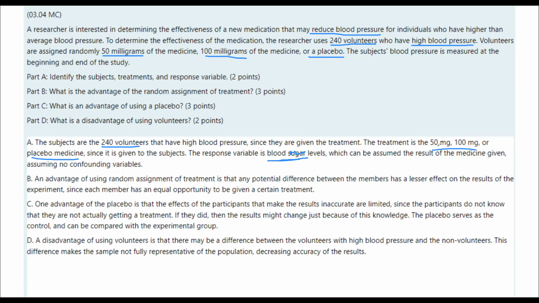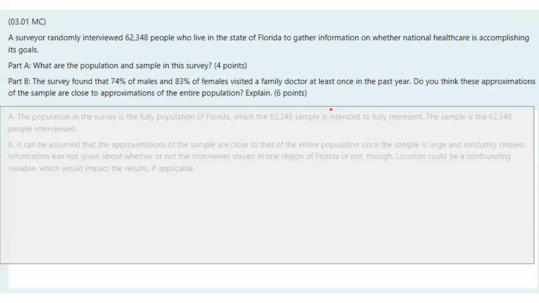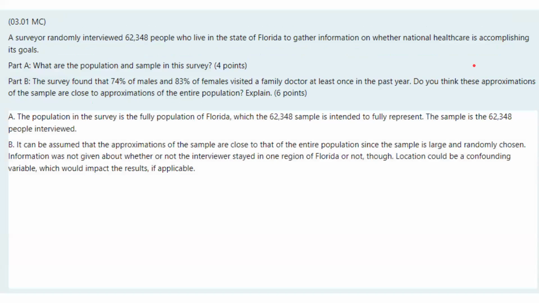Getting there. I still think six more to do. Not all FRQs though. All right, let's do this one. This one seems like a little shorter one. That's better, right?